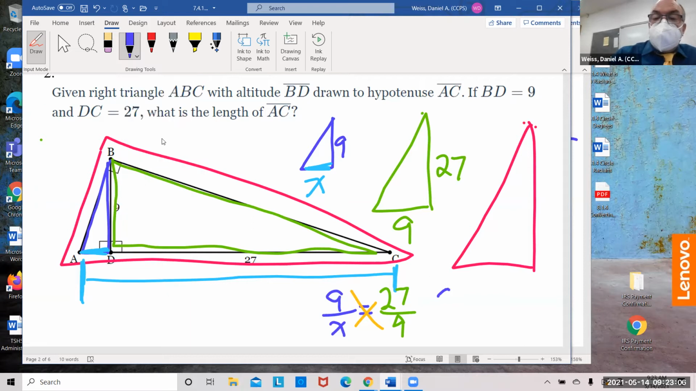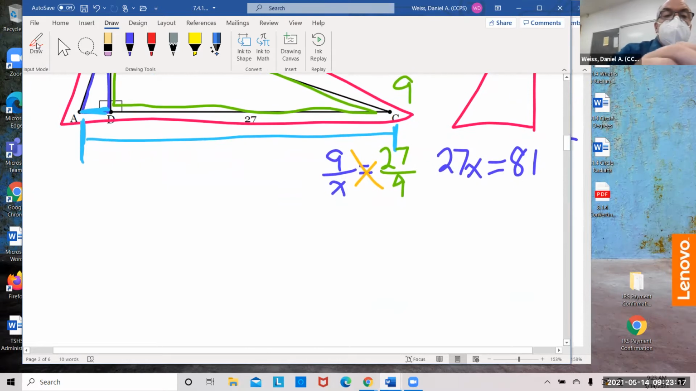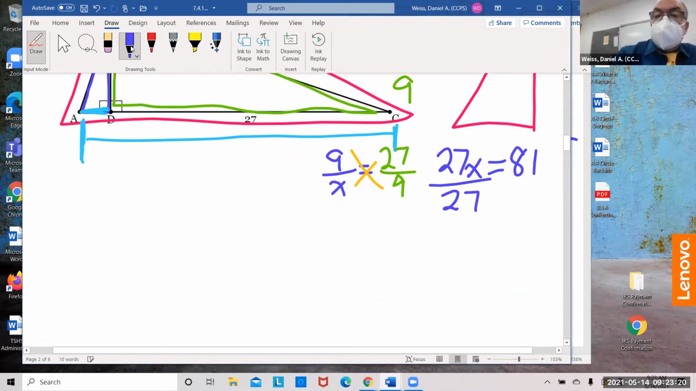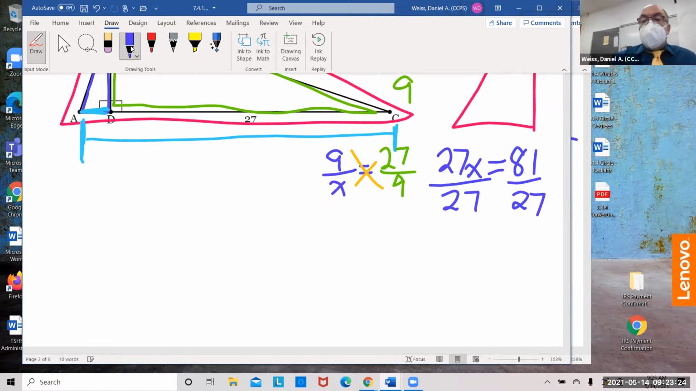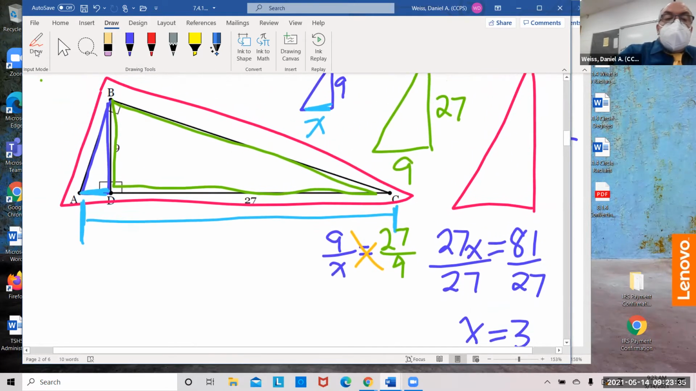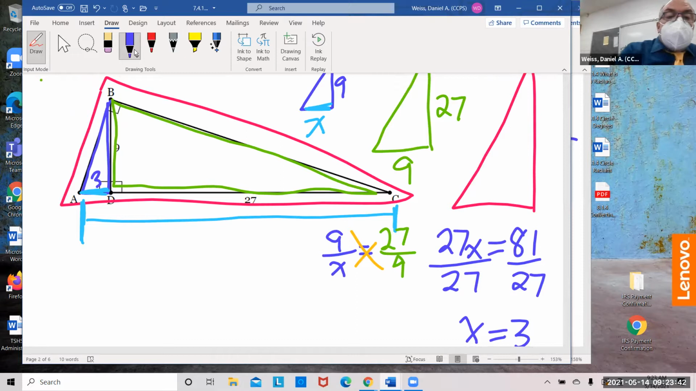So I get 27 times x equals 9 times 9, which is 81. All right, so I'm going to divide both sides by 27. Using my calculator, what is 81 divided by 27? That's going to be 3. So this itty bitty length over here is 3. But this guy here is 27. So what do I do to find the entire piece there? I'm going to take 27 plus 3. My answer is 30.